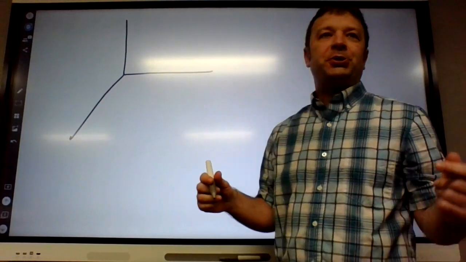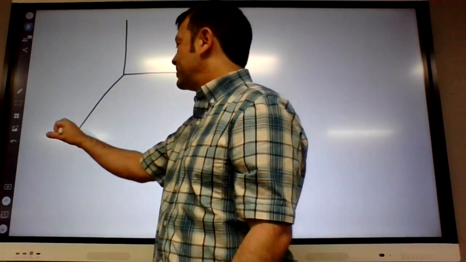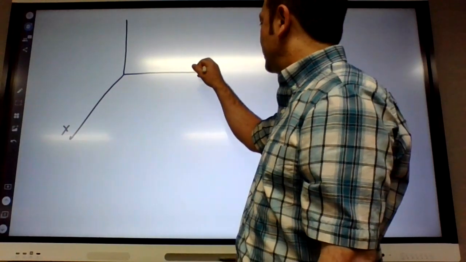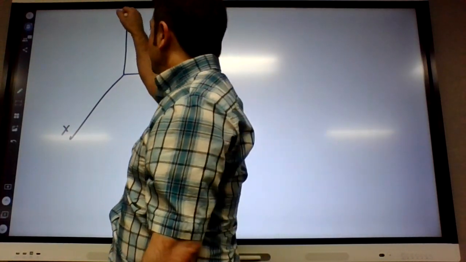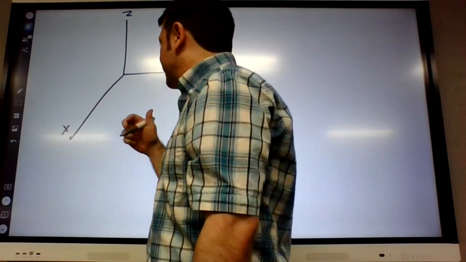Which axis was the x-axis? The one going down. Yeah, this one. And then the y was this guy, and then z. So we didn't really talk about this last time. It's going to come up a little bit.